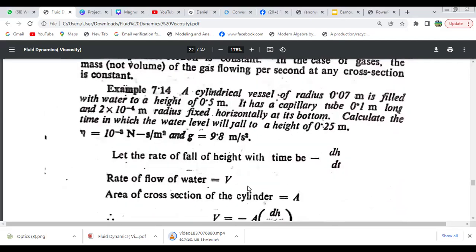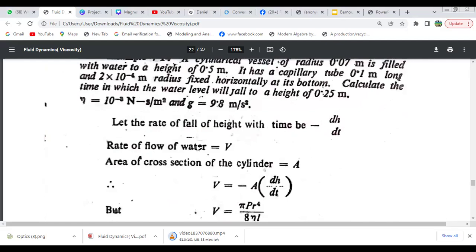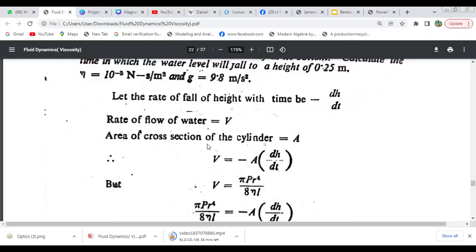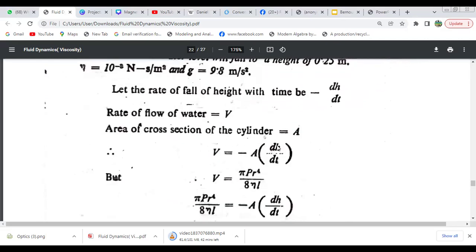Similarly, we can discuss some applications on liquids. A cylindrical vessel of radius 0.07 meter is filled with water to a height of 0.5 meter. It has a capillary tube. We can calculate the time in which the water level will fall to a height of 0.25 meter. Now eta and rho are given. The rate of fall of height with time will be dH by dt. The rate of flow of water is V, the area of cross section is capital A. So V equals minus A dH by dt.